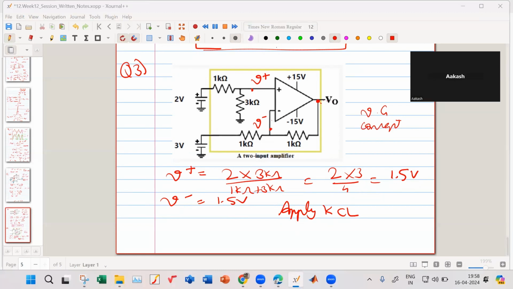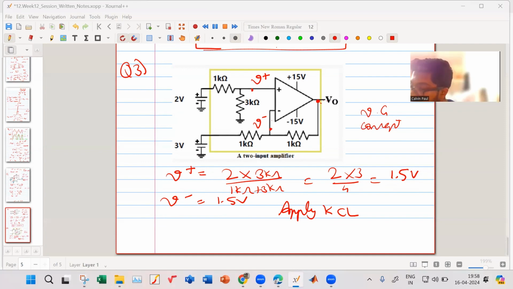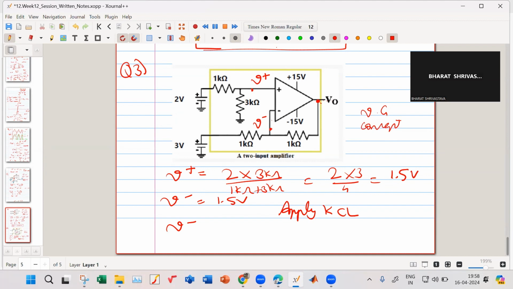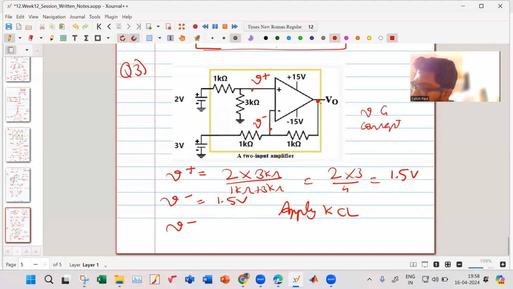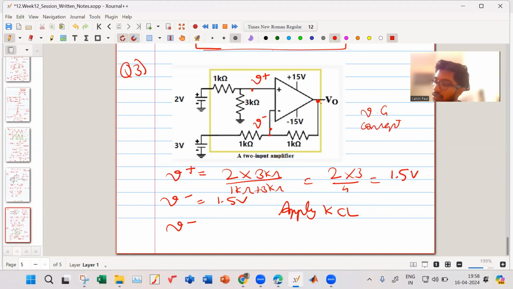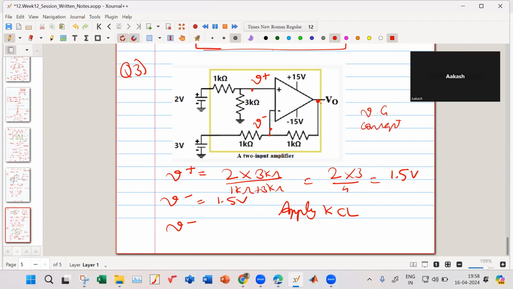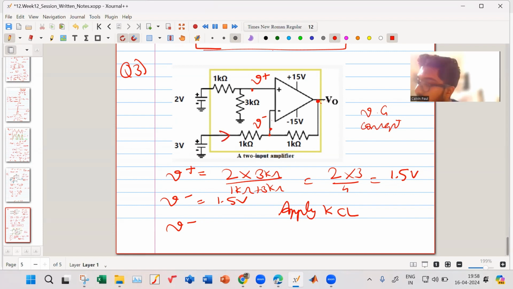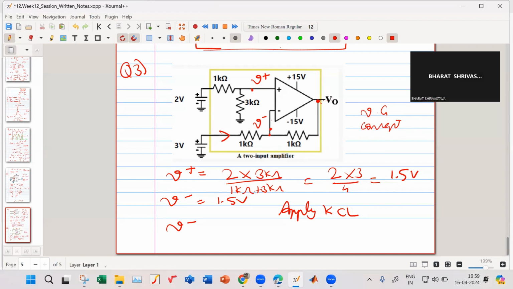V minus by 1 kilo. V minus. 3 minus V minus. How are we applying it? We apply KCL at V minus. Okay, I apply KCL at V minus here. This is incoming current, this is incoming current. Where is the outgoing current? To that 1 kilo ohm, V up.